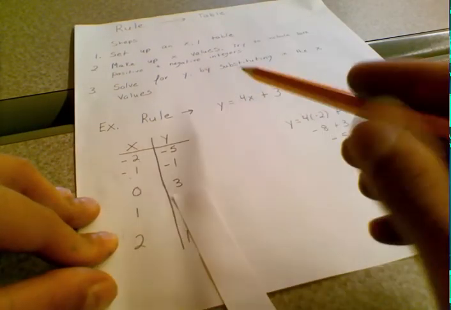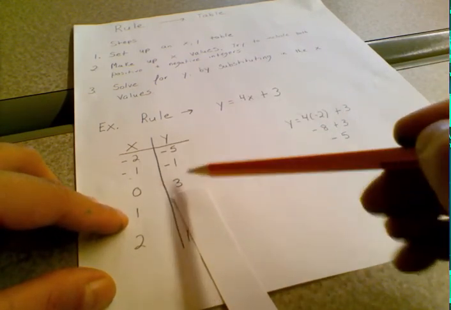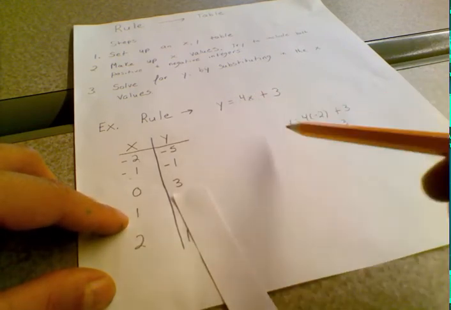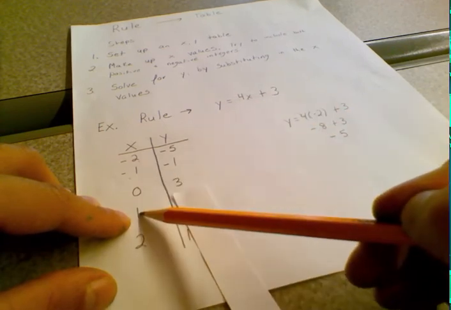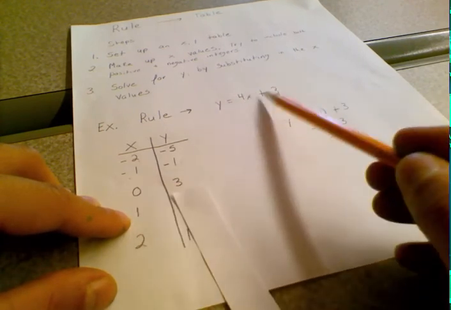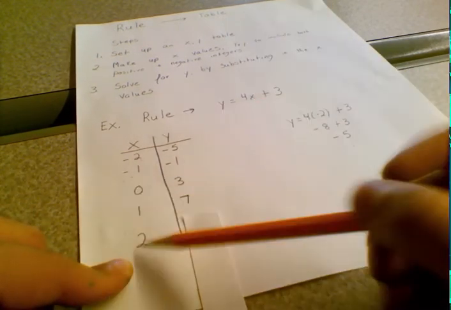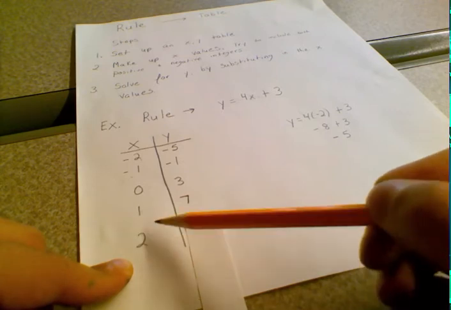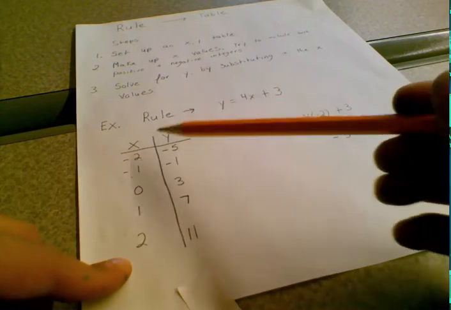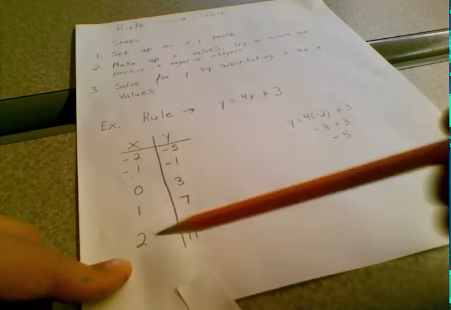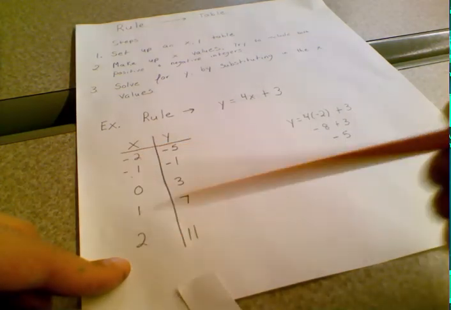Maybe you're starting to see a pattern here with the y values, eventually to the point where you're not going to have to go through this process. But for right now, please do so. I'm going to substitute in 1. 4 times 1 is 4, plus 3 is 7. And finally, my last one here, I have 4 times 2, which is 8. 8 plus 3, which is 11. So you can see now, here are my y values on the right-hand side, and on the left-hand side were my x values, which I just made up.